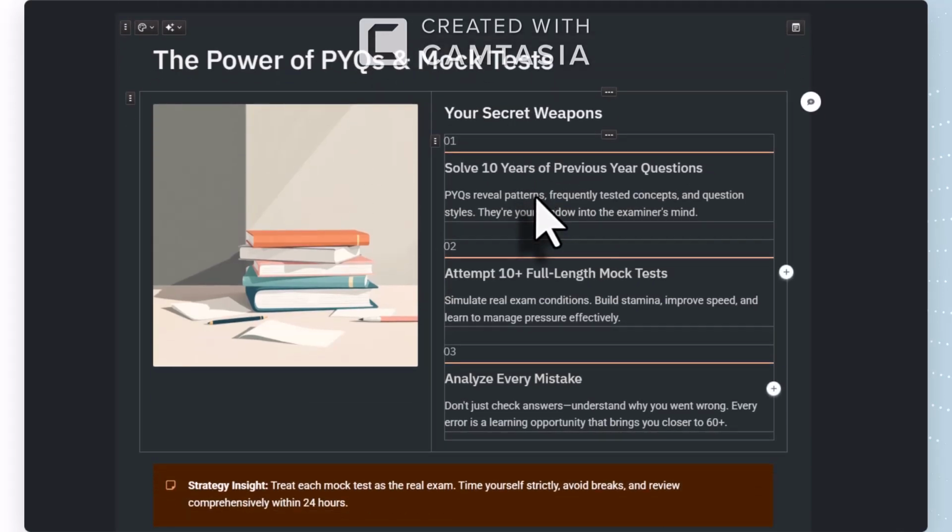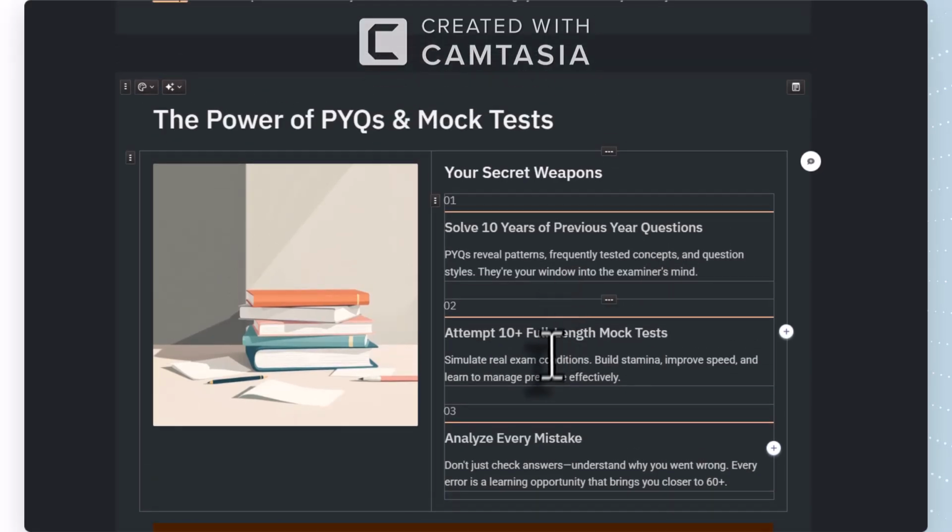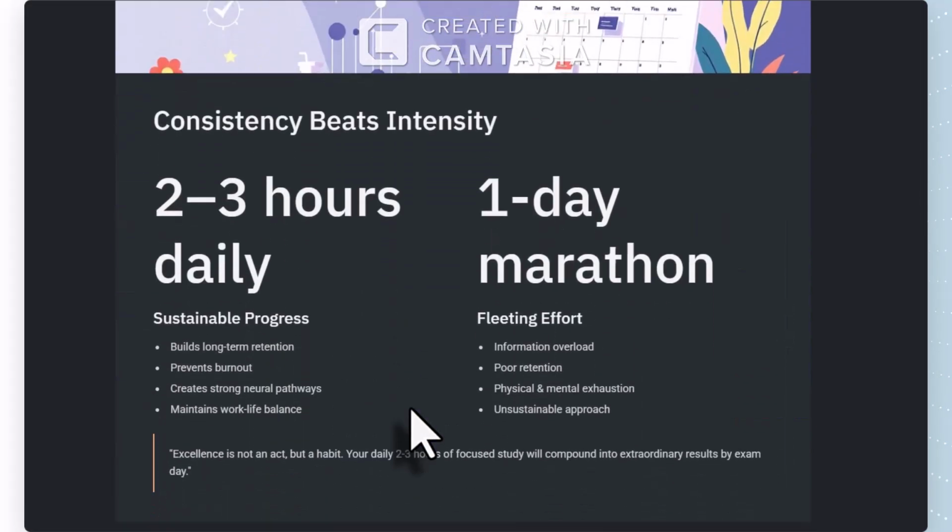The power of previous year questions and mock tests, your secret weapon. Solve 10 years of previous year questions. Attempt 10 plus full length mock tests. Analyze every mistake. Don't just check answers. Understand why you went wrong. Every error is a learning opportunity that brings you closer to 60 plus.